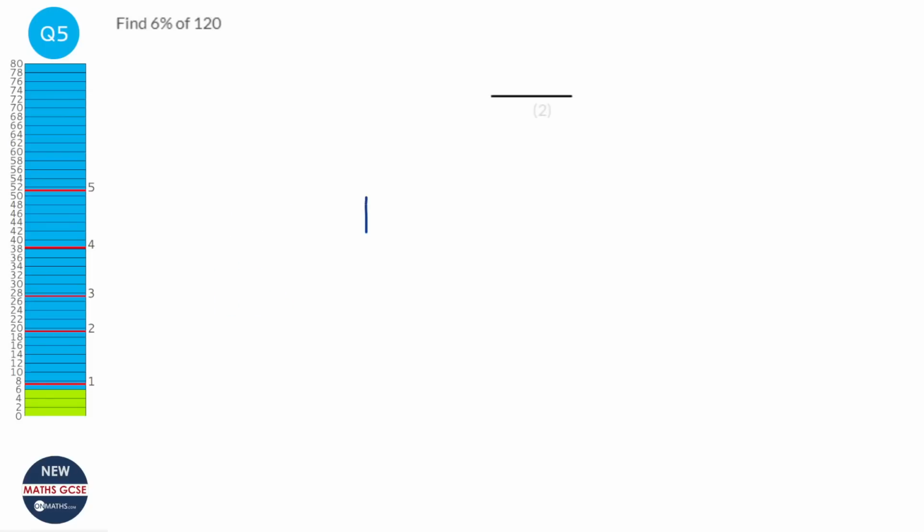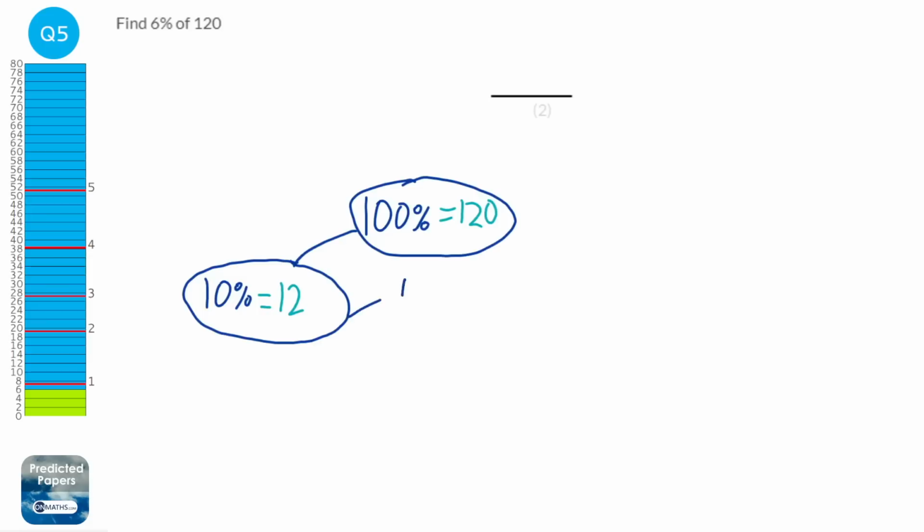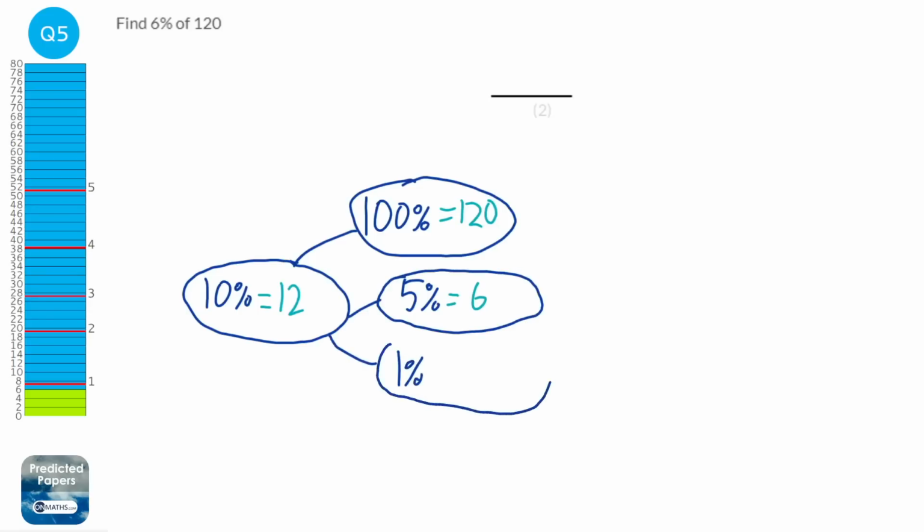So we're going to start off by working out what 100% of 120 is. Well, that's obviously just going to be 120. And we're trying to get to 6%. So we always start off by working out 10%. It's always normally useful. And we just divide that 120 by 10, so we get 12. And we try to get 6%, so it'd be nice if I knew 5%. And 5% is nice and easy because we just halve that 10%. So that'd be 6. And if we got the 1% as well, we can get to the 6%.